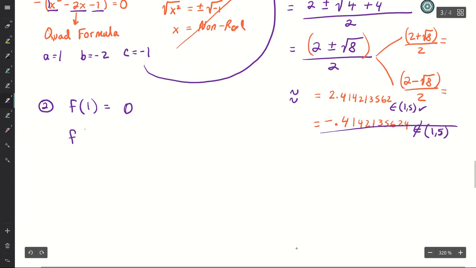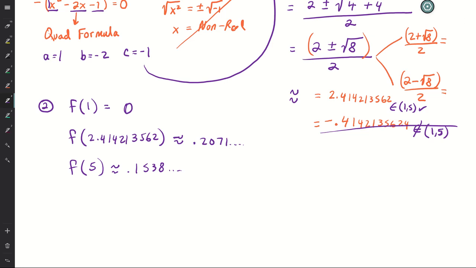Okay, then you're going to evaluate at the critical number. The critical number was the 2.4 whatever. We're going to have to use all those decimals. Evaluating there, this will be where I can do an estimate. You're going to get approximately 0.2071 and some more. And then also evaluate at the last endpoint. So the endpoint to the right was 5. Evaluate there, and you also get an approximate answer. You're going to get 0.1538 and some more. And then at this point, we want to identify the largest and the smallest.